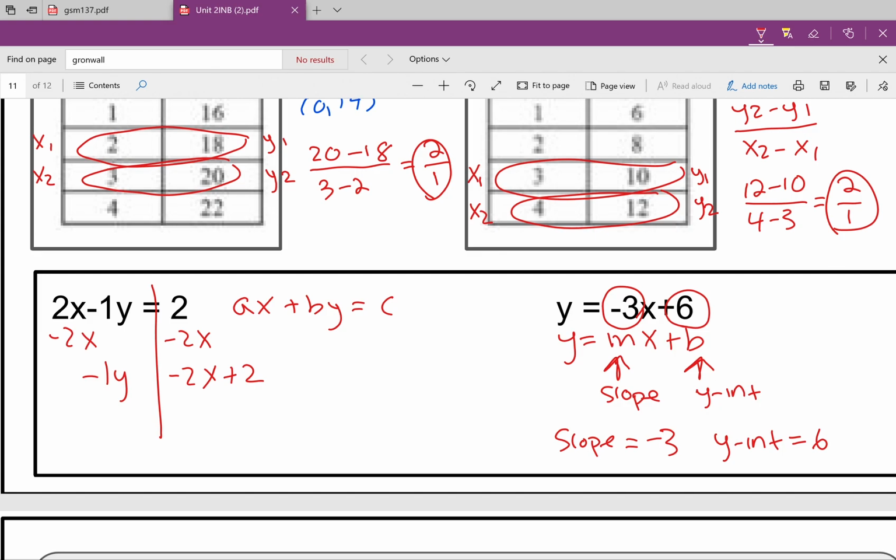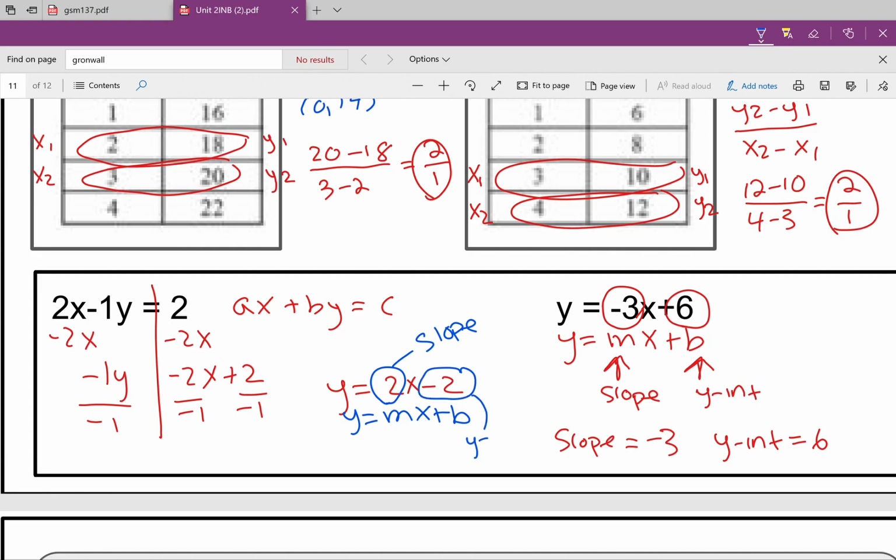Okay, my last step to get y by itself is to divide by -1. And when I divide by -1, I'm left with y equals 2x minus 2. So then from here, by using y equals mx plus b, I notice that my slope is 2, because remember, slope is our m value, and my y-intercept is -2, because it's the b value.